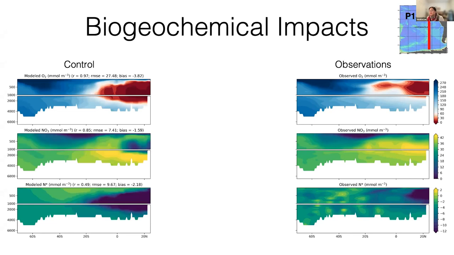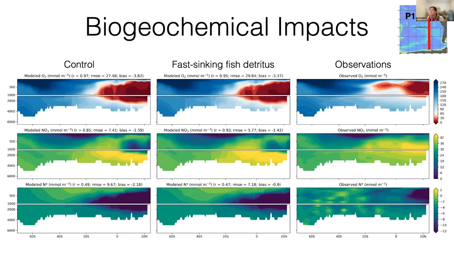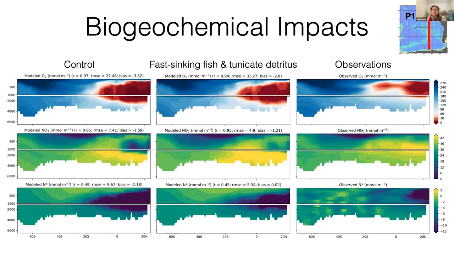Compared to the control model with no fast sinking detritus at all, you can see that the control model has an excessively large OMZ, as well as an anomalous nitrate signal, and also very large, overly active denitrification. But interestingly enough, when we add in the fast sinking fish detritus, this reduces the biogeochemical biases in the mesopelagic zones. And this effect is similar when you add in the fish plus the tunicates, but slightly more pronounced.